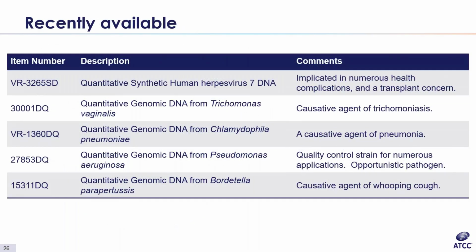Most recently, we launched 5 standards for pathogens in August, including a synthetic human herpes virus 7 and genomic Trichomonas vaginalis, Chlamydophila pneumoniae, Pseudomonas aeruginosa, and Bordetella parapertussis.